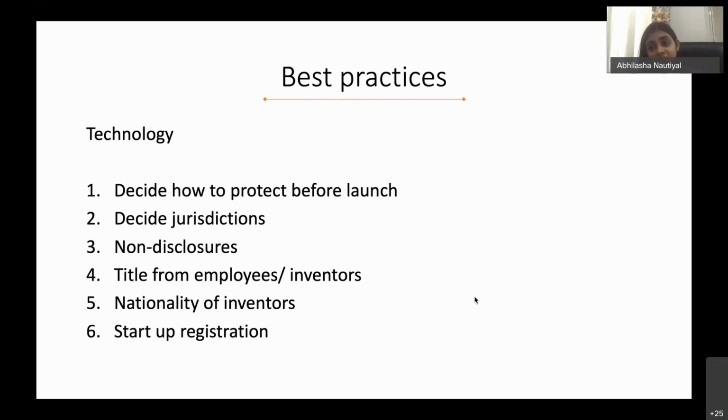Your nationality of inventors also plays a role. And this is a bit of a protectionist mechanism in all jurisdictions, including in India, where Indian inventions must first be protected in India, or you need the permission of the Indian Patent Office before you can file in a foreign jurisdiction. And similar provisions exist in other countries also. So it's very important to ensure that we know the nationality of inventors and whether we need these permissions or not. Again, a startup registration is recommended. It will reduce your government fee for IP protection by half.